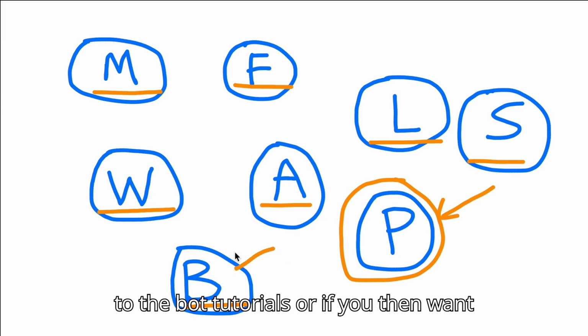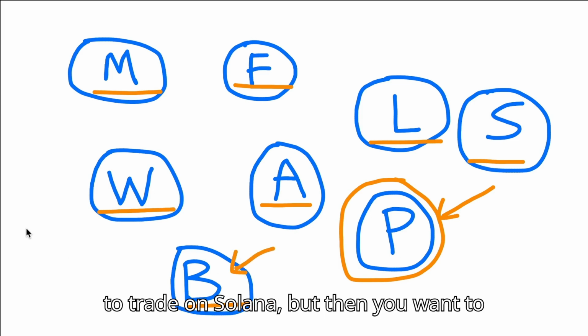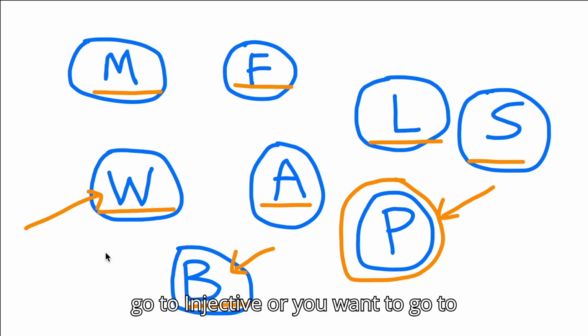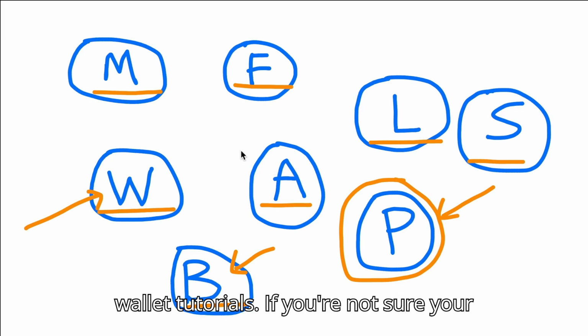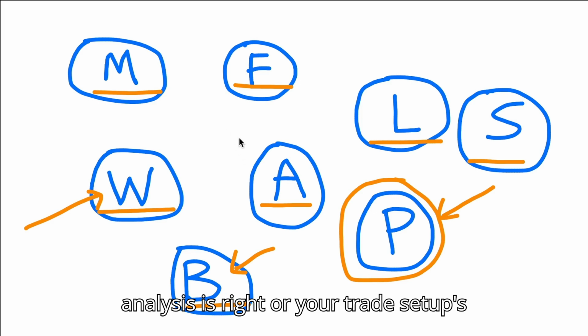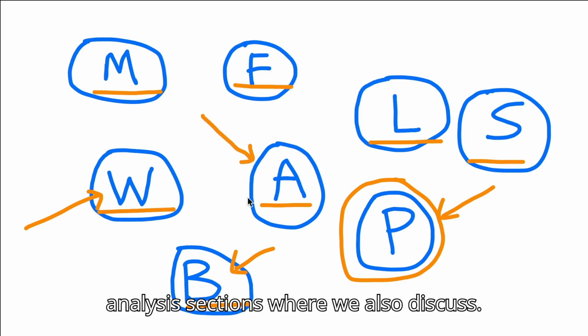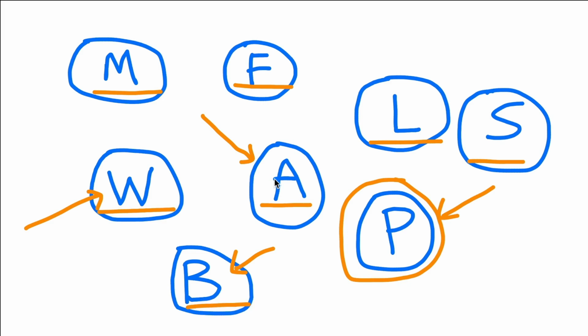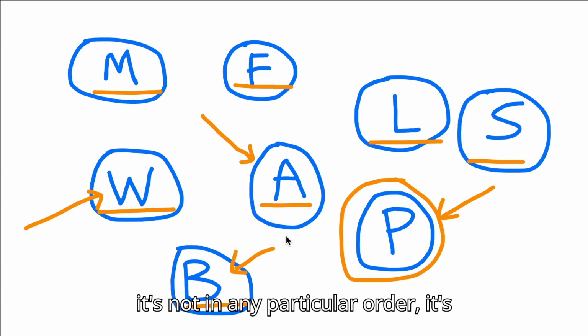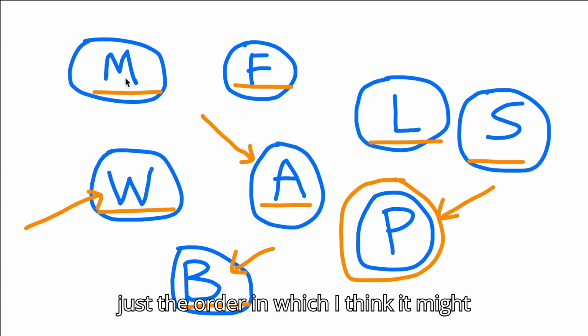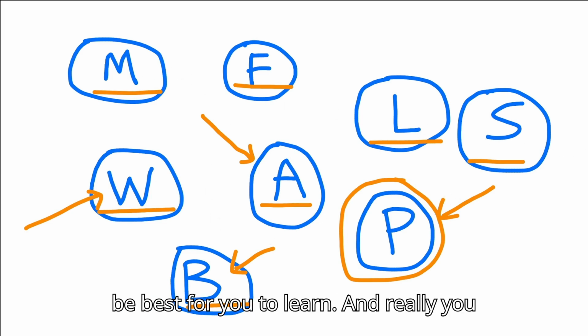You can come back to the bot tutorials, or if you want to trade on Solana, but then you want to go to Injective or you want to go to Avalanche, you can come back to the wallet tutorials. If you're not sure your analysis is right or your trade setup's not right, you can come back to the analysis sections, where we also discuss trading psychology as well, because that's very important. So like I said, it's not in any particular order. It's just the order in which I think it might be best for you to learn.